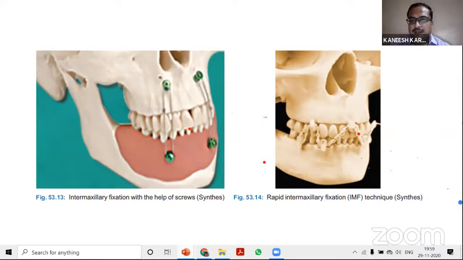These are the newest developments in intermaxillary fixation. These are called the IMF screws. See here, place the IMF screws and you can tie this. Instead of placing IV eyelet wiring or an Erich's arch bar, you can place these intermaxillary fixation screws and then put an IMF. This is easy. This is called rapid intermaxillary fixation, through the elastics.